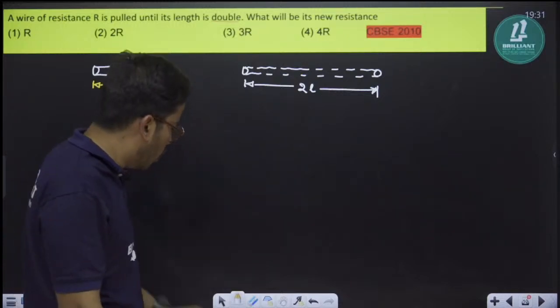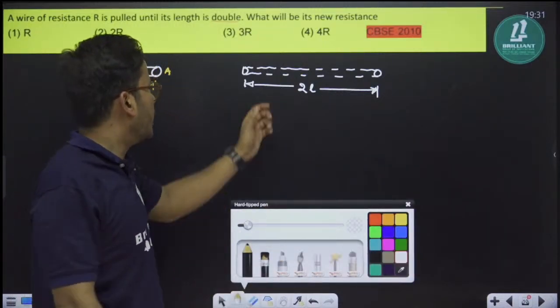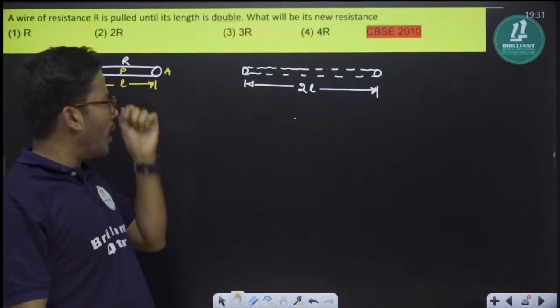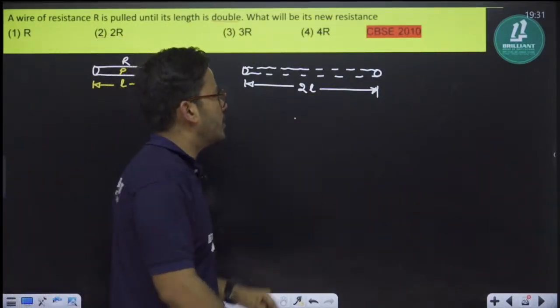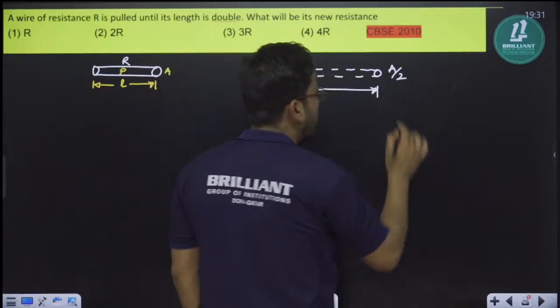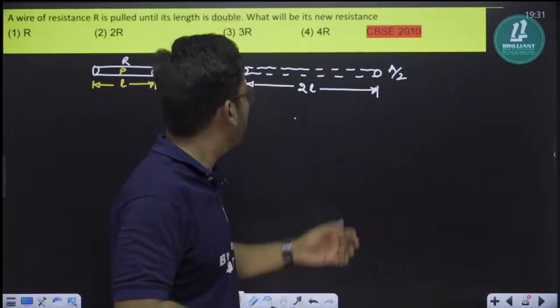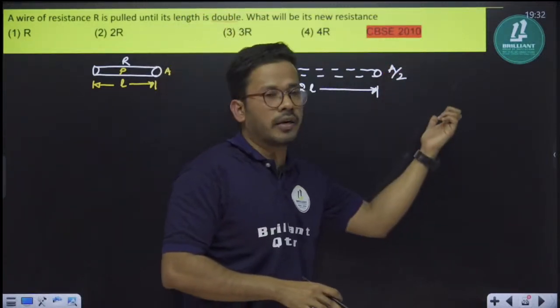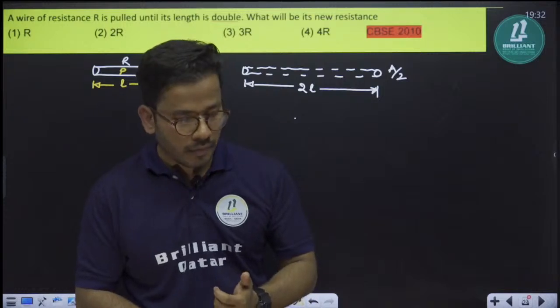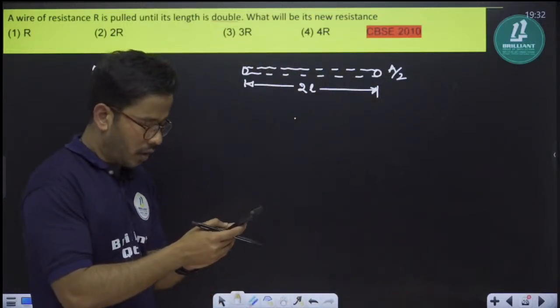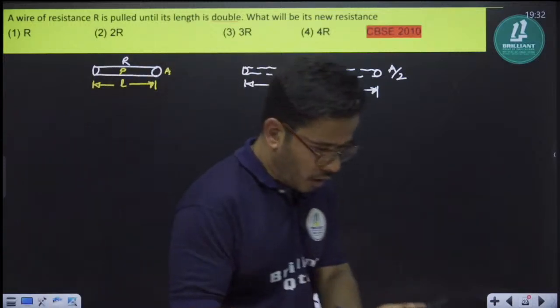Everybody should know one small piece of physics here: if you are changing the dimension, the resistance will change. And if the length is doubling, the area will become exactly half. That means if you make the length 3 times more, the area will reduce by 3 times.